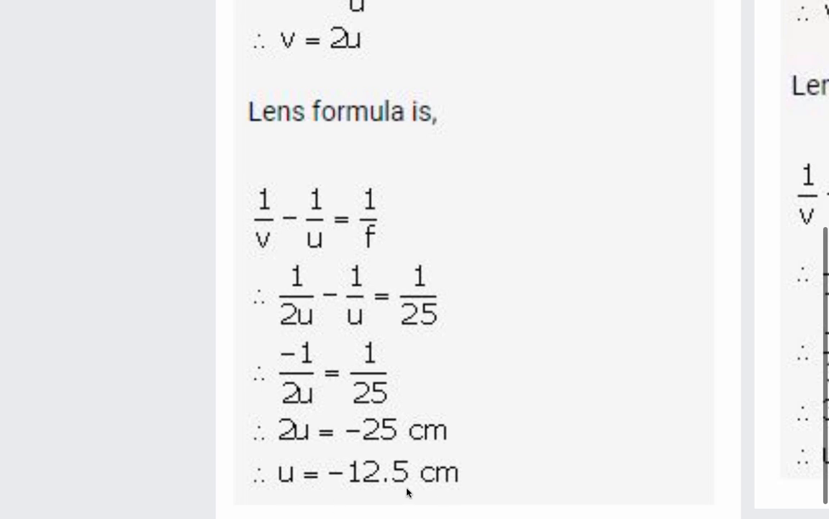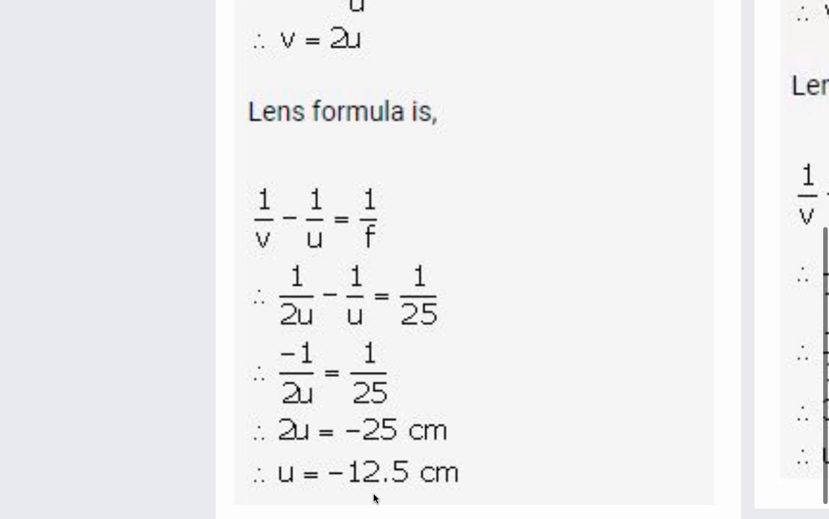U is coming negative. It is very clear that the object is placed in front of the lens, for whatever lens we are talking about. It is always true. So either you write u equals minus 12.5 centimeter, or the way written in your book at the end, the statement form that the object is at a distance 12.5 centimeter in front of the lens. Students, here in front of lens means this negative sign. In front of lens, if I am using the word the object is placed, it indicates the negative sign only.